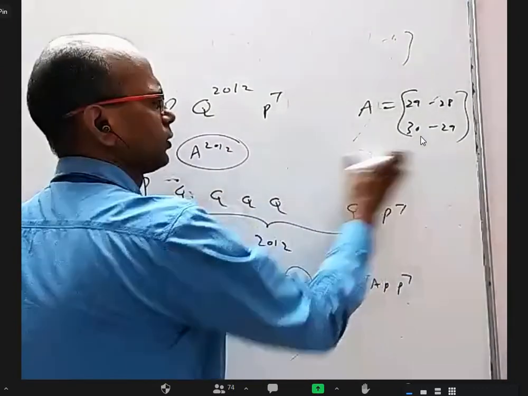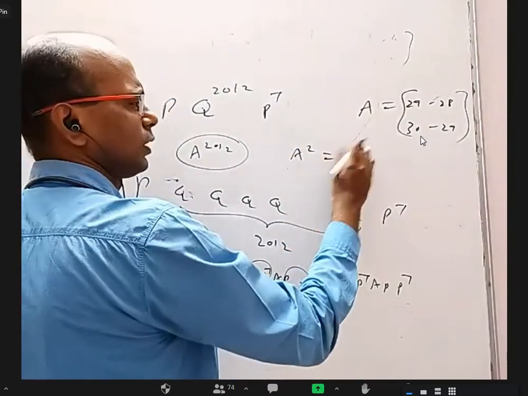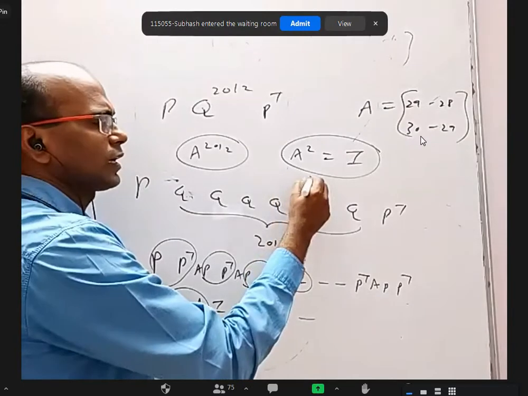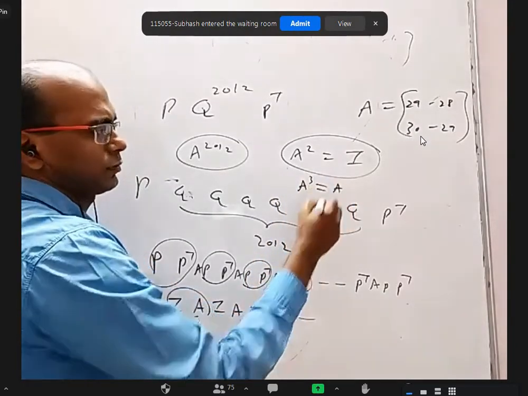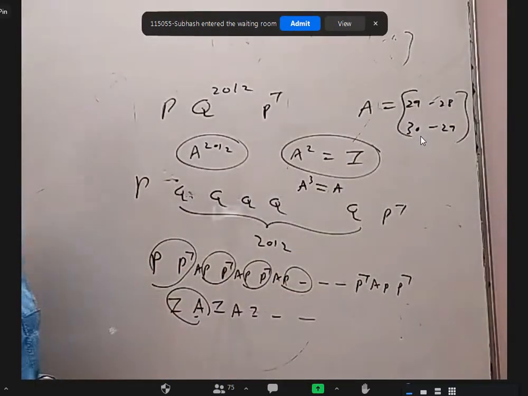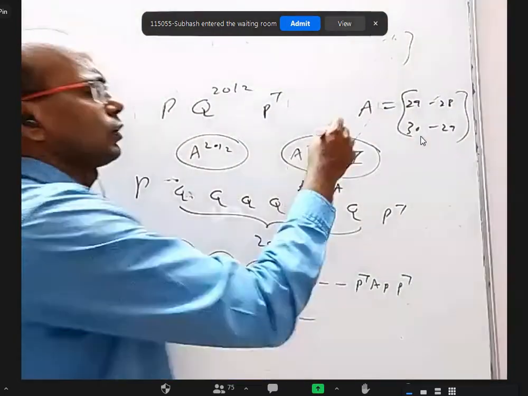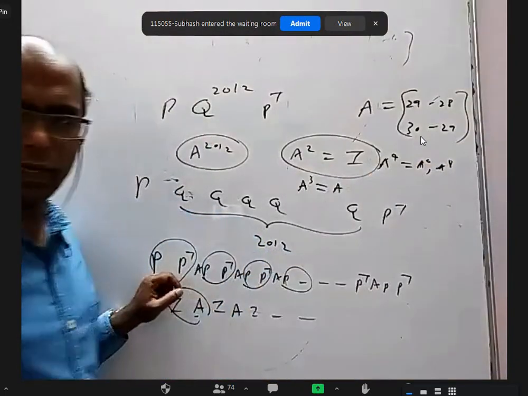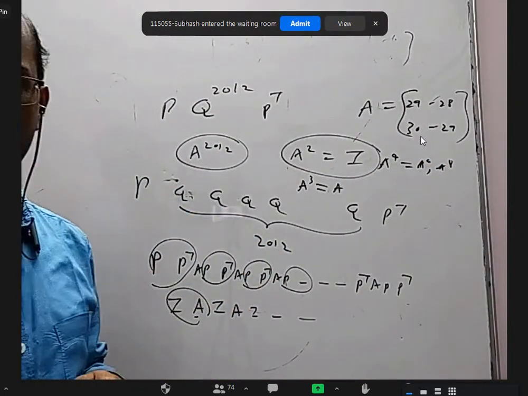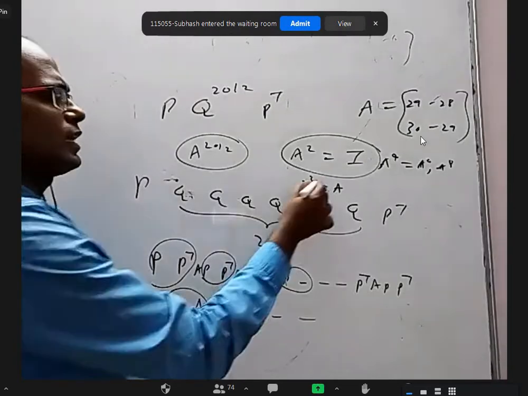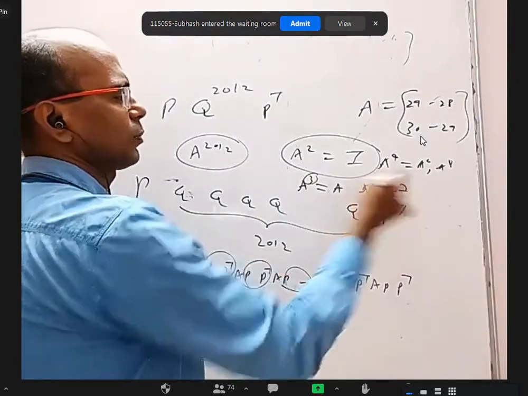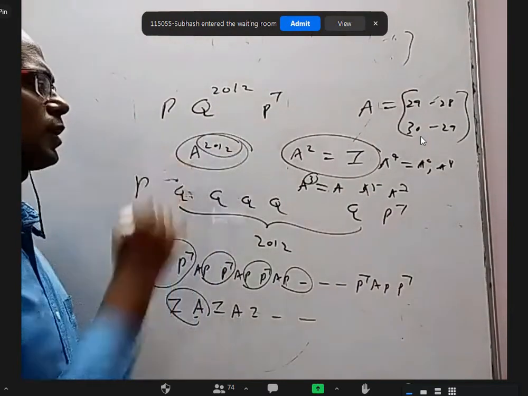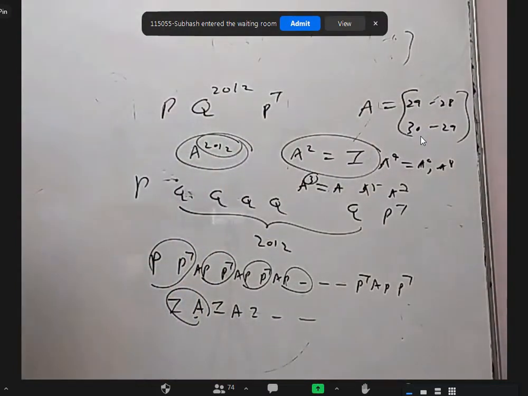If we find A square, it is the identity matrix, and A cube is A itself. That means not only A square, A power 4, A power 6, A power 8, all are identity matrices, any even power, right? And any odd power, A cube or A power 5 or A power 7, multiplied with A, will be equal to A. So if the power is even, it's the identity matrix, and if the power is odd, it will be A itself.